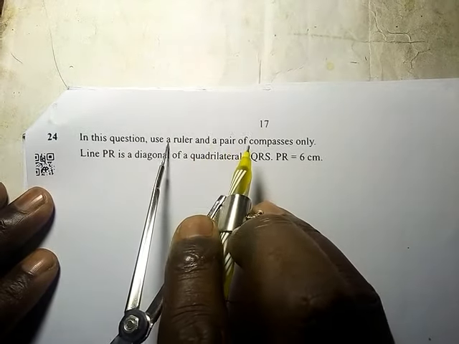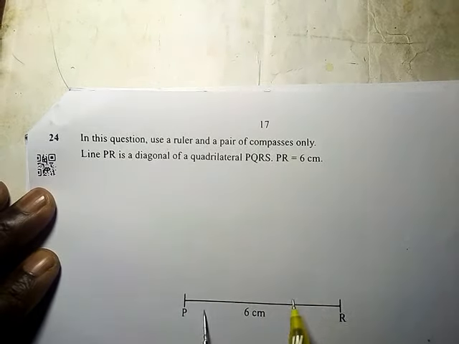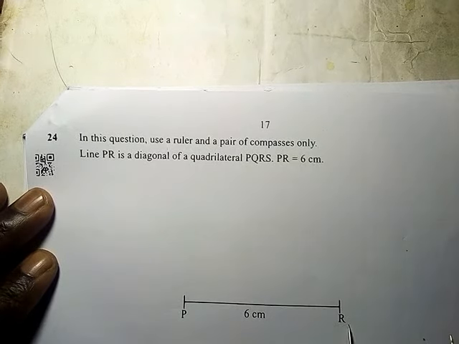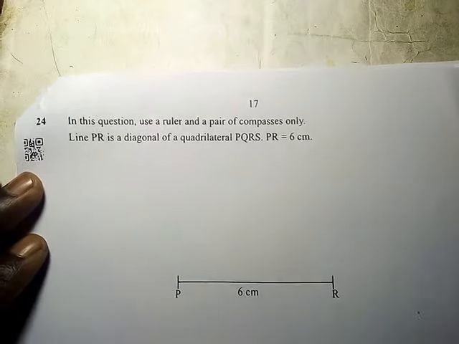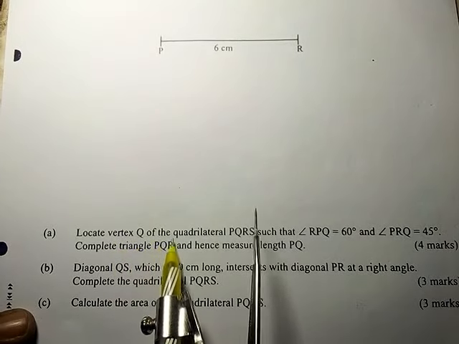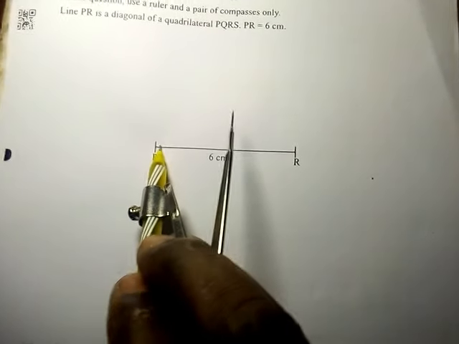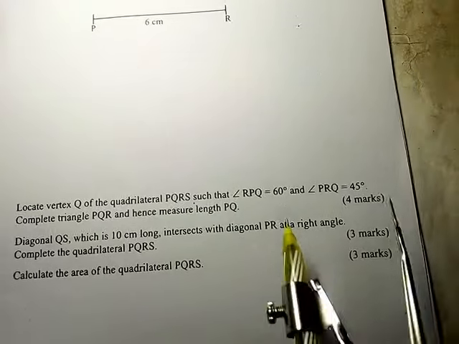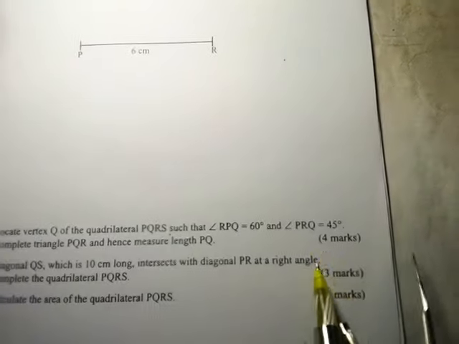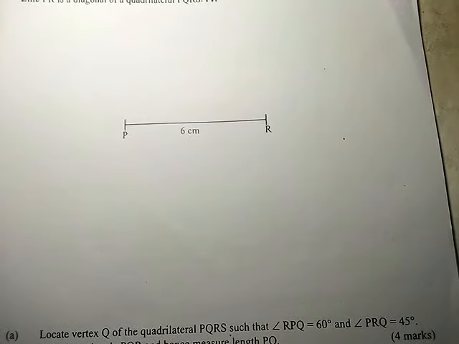In this question, use a ruler and a pair of compass only. Line PR is the diagonal of a quadrilateral PQRS. P to R is 6 centimeters. So the first question is, locate the vertex Q of the quadrilateral PQRS such that angle P is equal to 60 degrees, and angle R is equal to 45 degrees. So we are using a ruler and a pair of compass only.